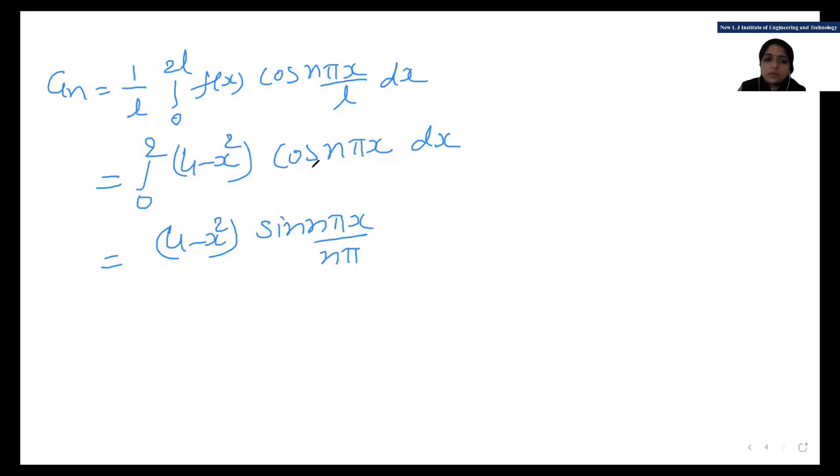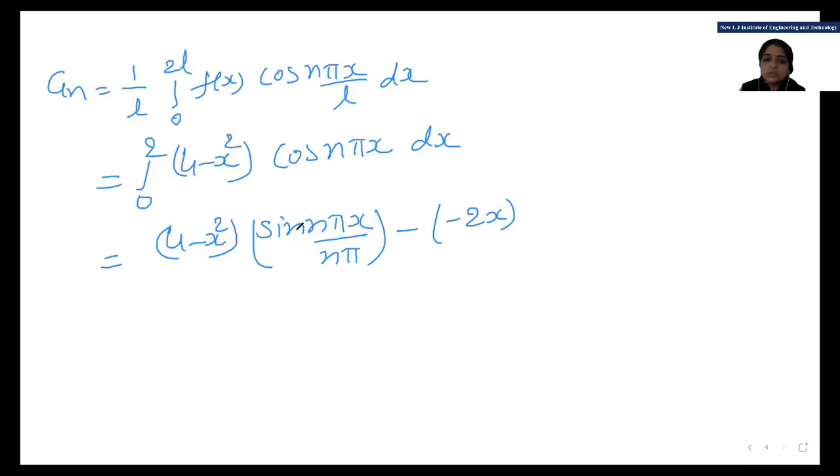Because when we integrate cos nx, we put sin nx upon n, because n is the multiple of x. And here the multiple of x is n pi, so we write n pi. Minus the derivative of 4 minus x square, that is minus 2x. The derivative of 4 is 0 and of x square is 2x, so 0 minus 2x, so minus 2x.